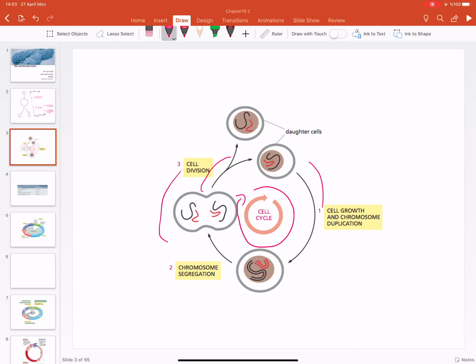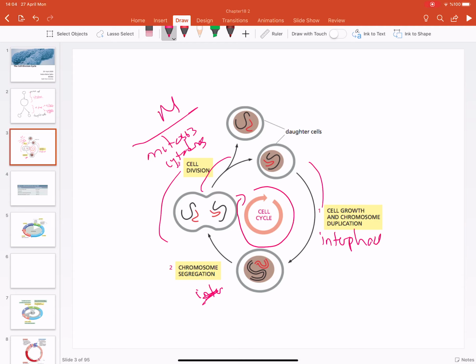Okay, and you're going to see this is the interphase, and then this is mitosis plus cytokinesis. So this is the M phase. Sorry, my handwriting is really bad.